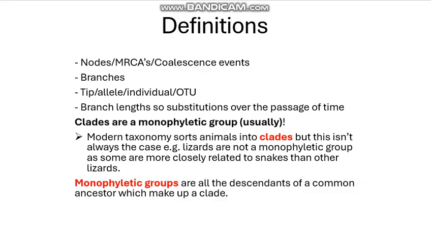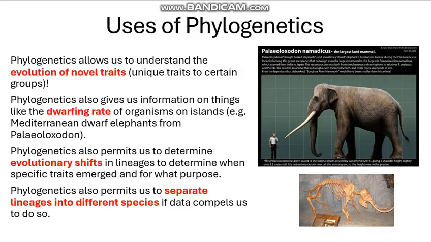So we try to sort lizards into their own clade, but we can't. They're not really a monophyletic group. Some lizards are more closely related to snakes than they are to other lizards. And a monophyletic group refers to all the descendants of a single common ancestor which make up a clade.